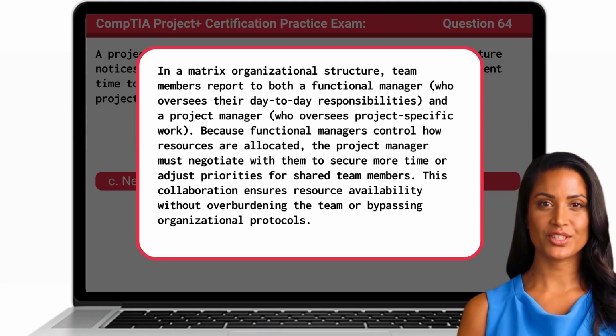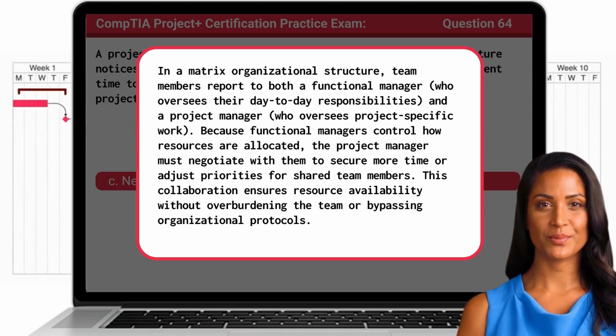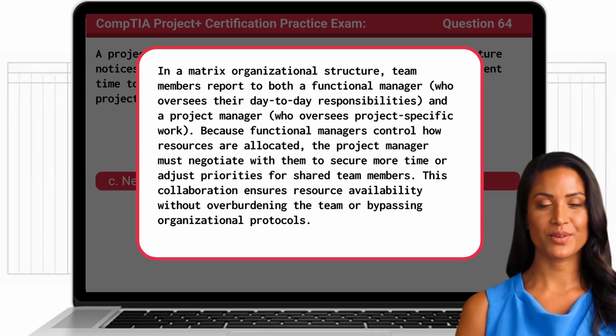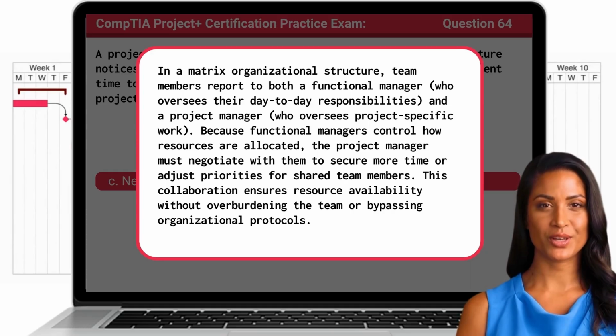Because functional managers control how resources are allocated, the project manager must negotiate with them to secure more time or adjust priorities for shared team members. This collaboration ensures resource availability without overburdening the team or bypassing organizational protocols.